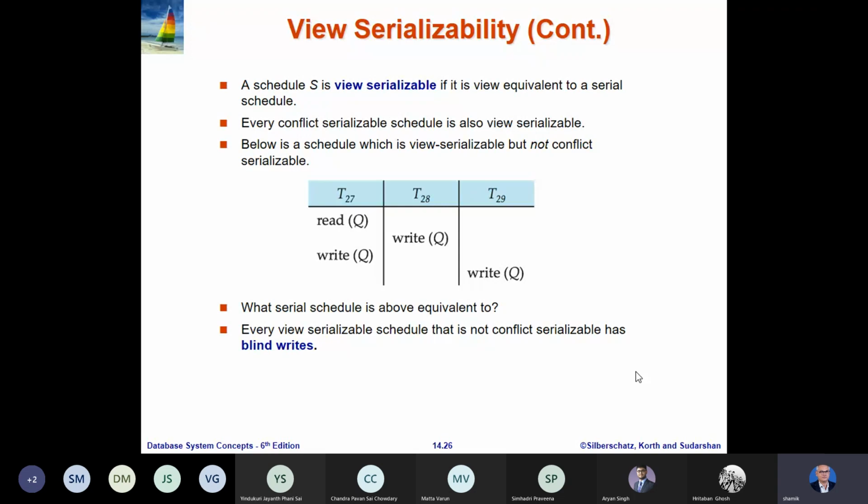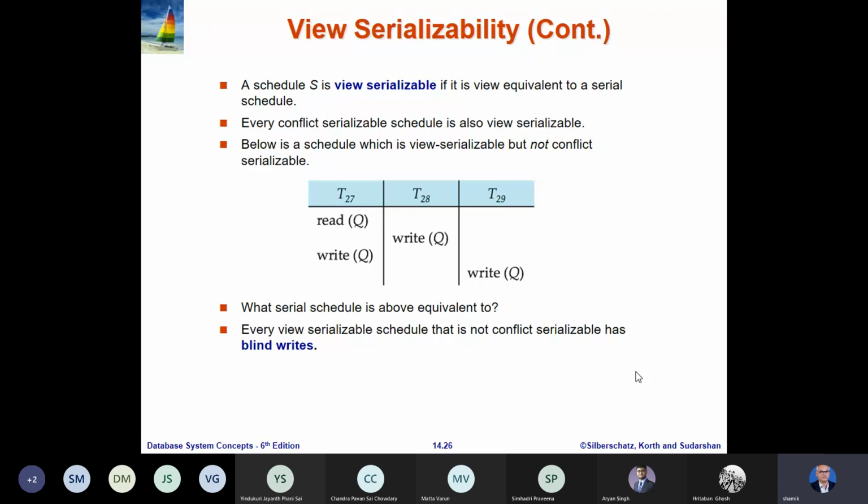So if we have a schedule that is view serializable but not conflict serializable, it will have blind writes. Why? Because you see that T28 and T29 are not reading Q, they are simply writing Q. That is what is called a blind write. T27 is not doing a blind write, it is reading Q. Maybe based on that, it is determining what would be written as the new value of Q. That is the write of T27. But T28 and T29 are doing blind writes.